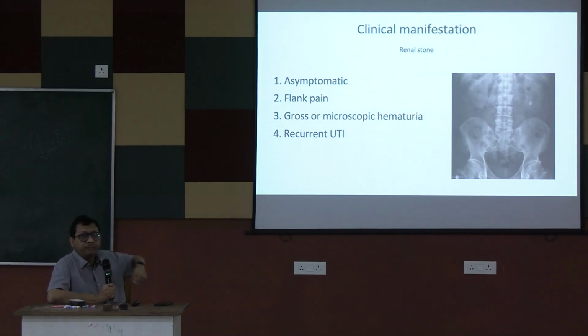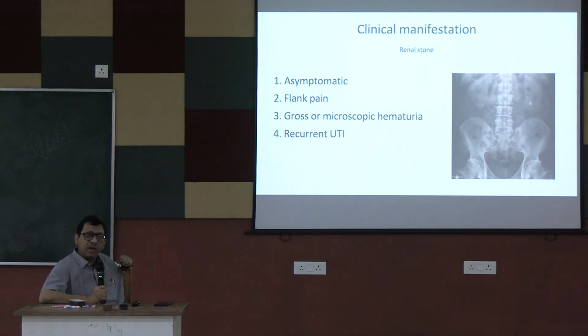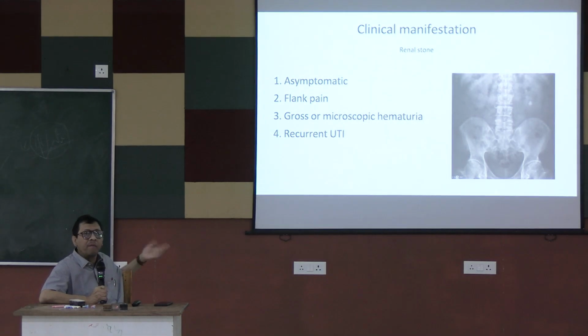Now, how will they come to you? You know the theory of stone formation. How do they come to you? Many of them are asymptomatic. I have said at the beginning, what is the importance of an asymptomatic stone? Asymptomatic stones may be detected incidentally. Suppose he has been evaluated for some other disease, and we find there is a stone in the kidney. These are the asymptomatic stones.